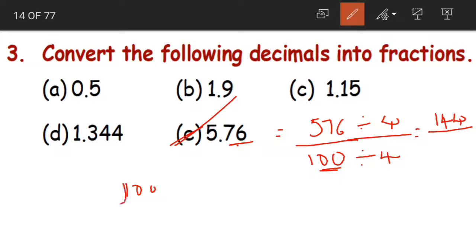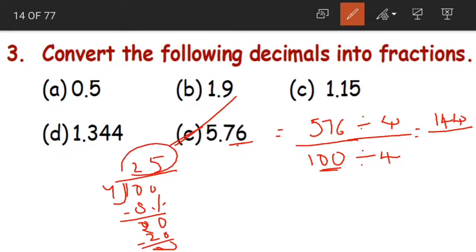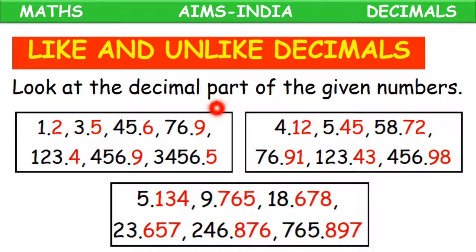Then 100 divided by 4. 4 2s are 8, 0 brought down, 4 5s are 20. The remainder is 0. 100 divided by 4 is 25. So the answer is 144 by 25. Now the next topic is like and unlike decimals.